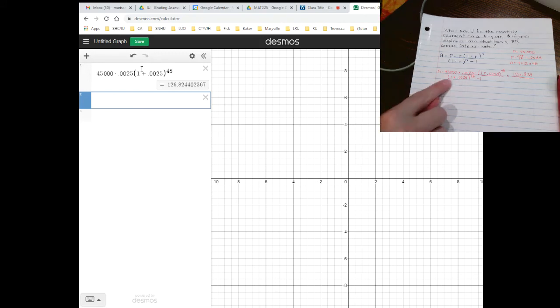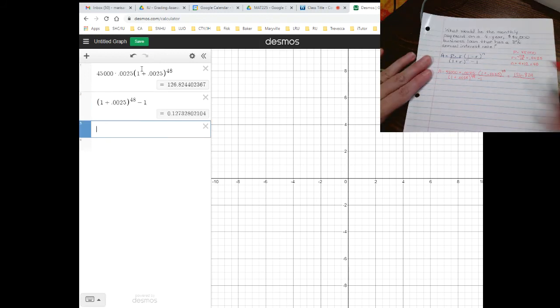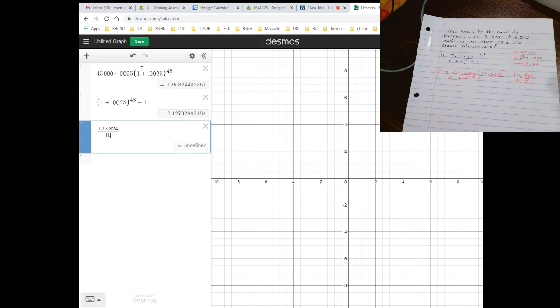Okay. Now let's do the bottom. I'm putting this in second line. So parentheses 1 plus 0.0025, close parentheses, and I need that exponent. So shift 6 to the 48th power. Now use your right arrow to come out of that exponent, minus 1 and press enter. And again, I've got 0.127. Now I do it like that, and then I can easily just do 126.824 divided by 0.127.